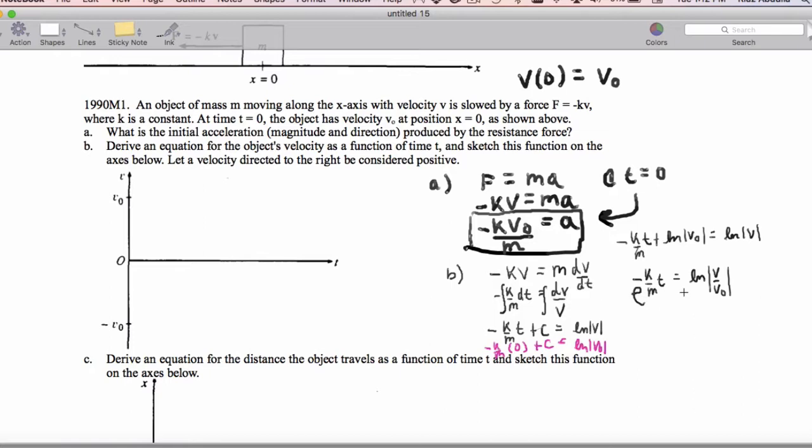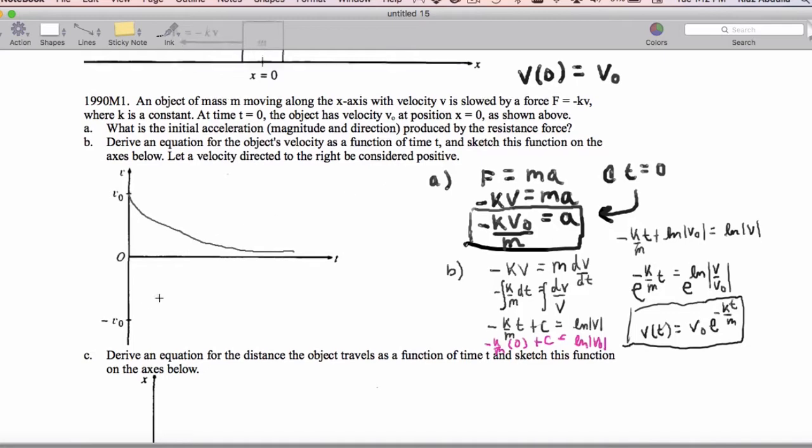I'll exponentiate both sides, and then when we simplify, what we're going to get is that v of t equals v naught e to the negative kt over m. So this is the answer to part B. And when we sketch this, we're just going to get an exponentially decaying function like this.